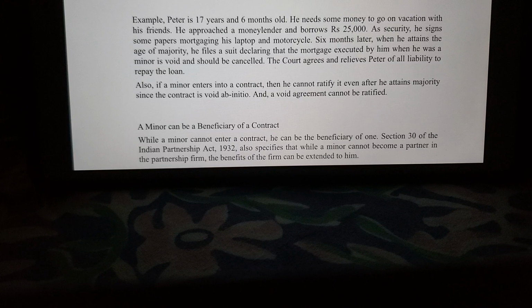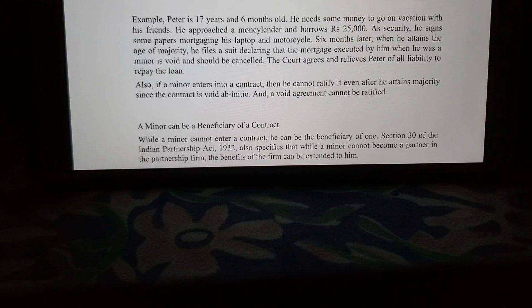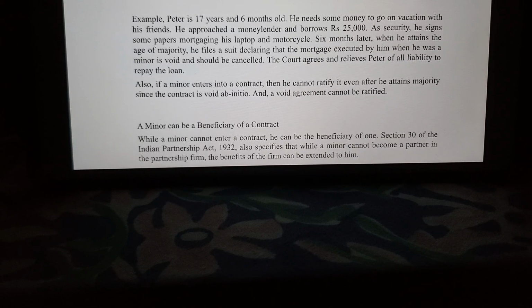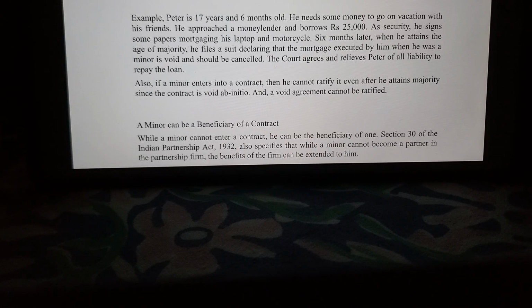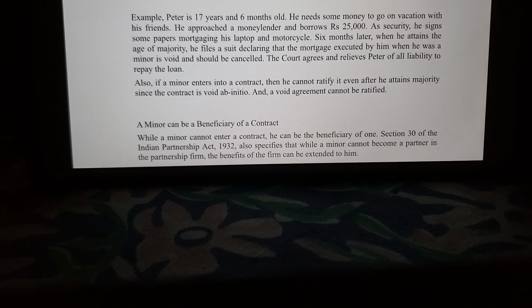He needs some money to go on a vacation with his friends. He approached a moneylender and borrows rupees 25,000. As security, he signs some papers mortgaging his laptop and motorcycle. 6 months later, when he attains the age of majority, he files a suit declaring that the mortgage executed by him when he was a minor is void and should be cancelled. The court agrees and relieves Peter of all liability to repay the loan.